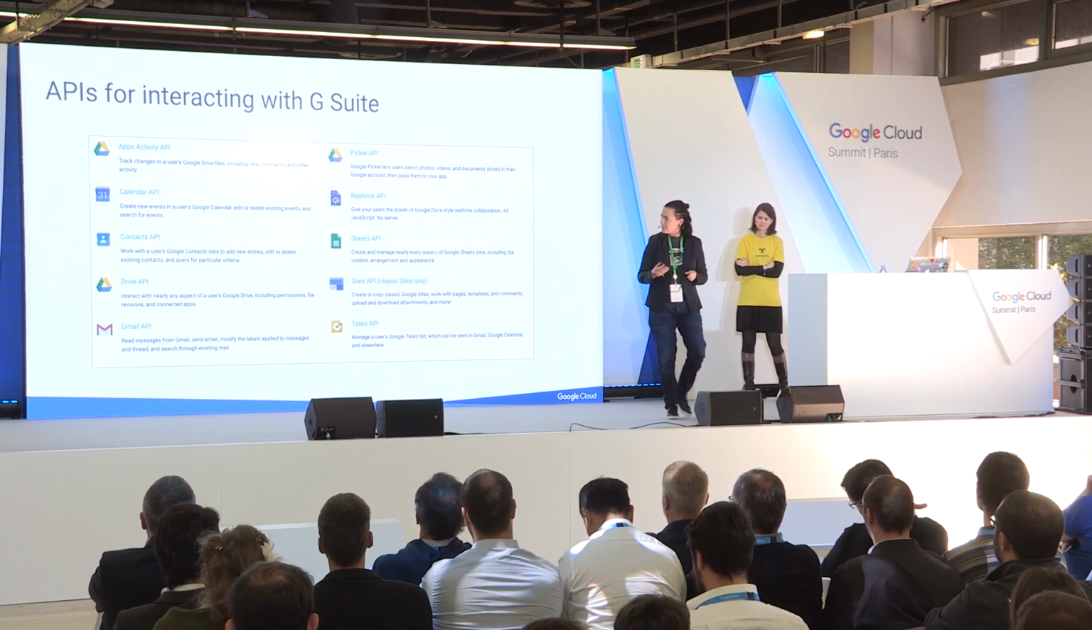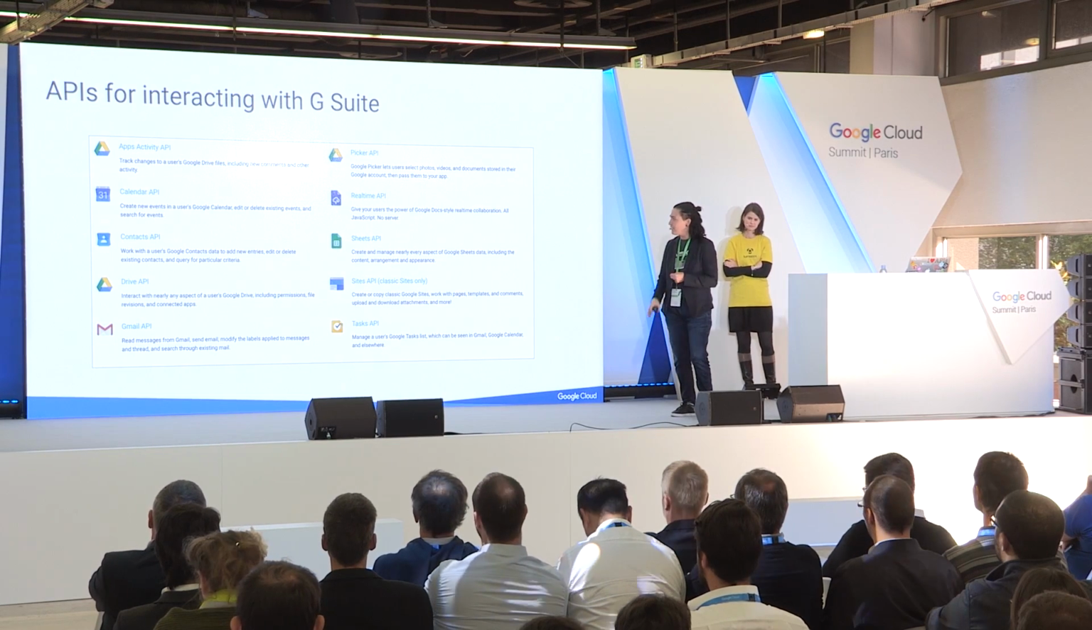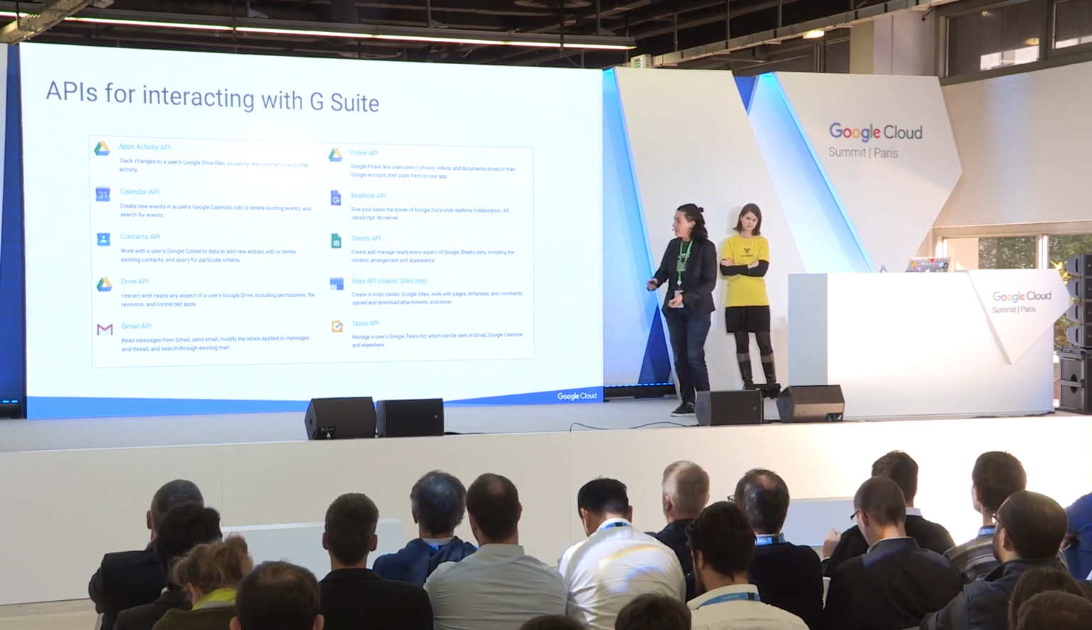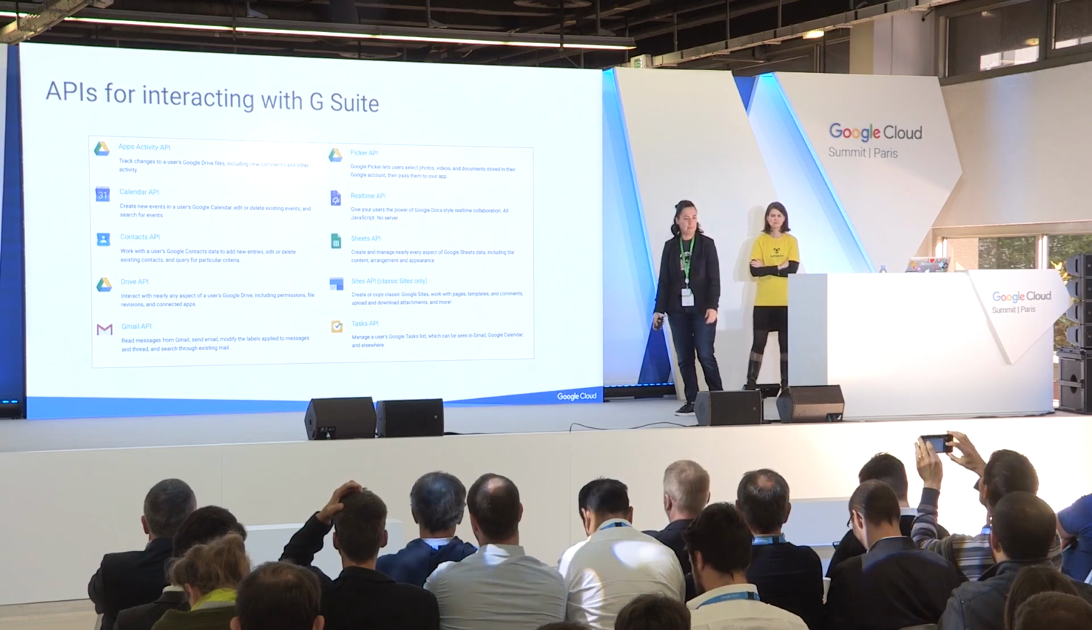Now, if you want to make use of this kind of stuff, there are APIs for every G Suite product. So I mentioned Gmail, but there are APIs for Contacts, for Sheets, for Sites, for, you name it, everything.